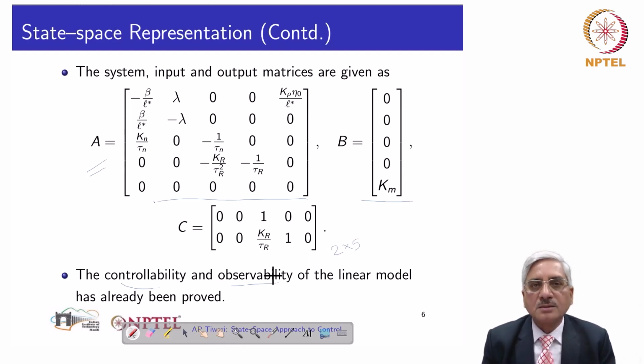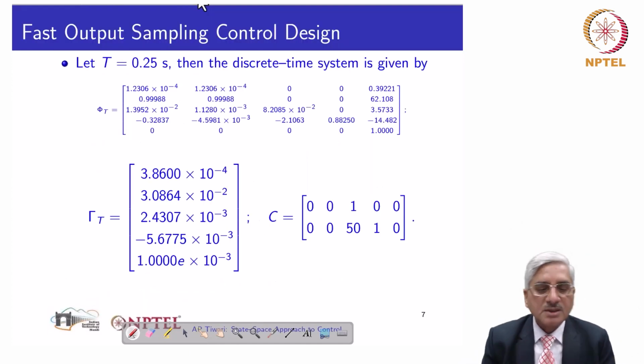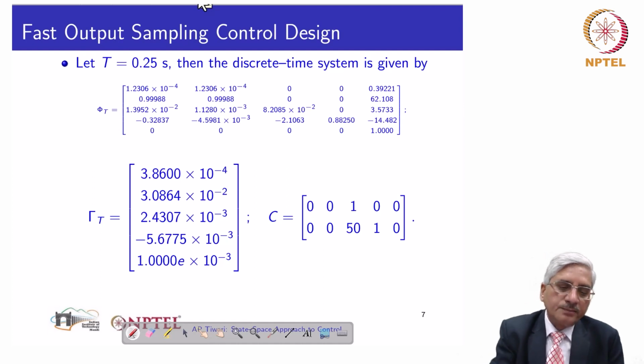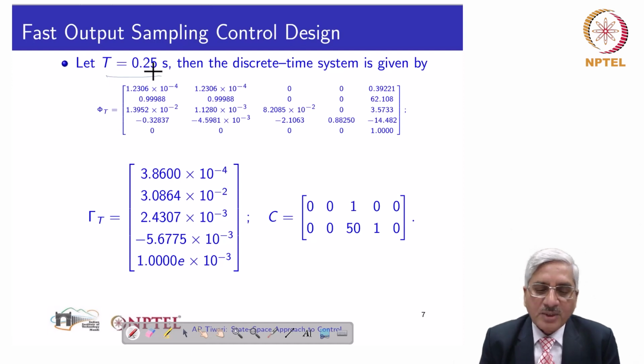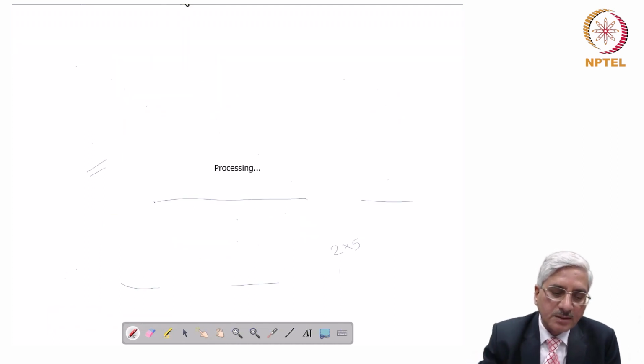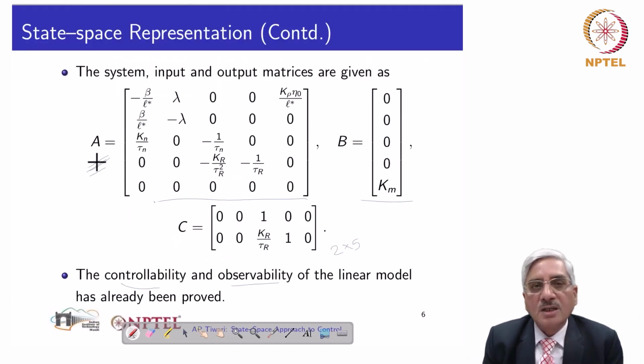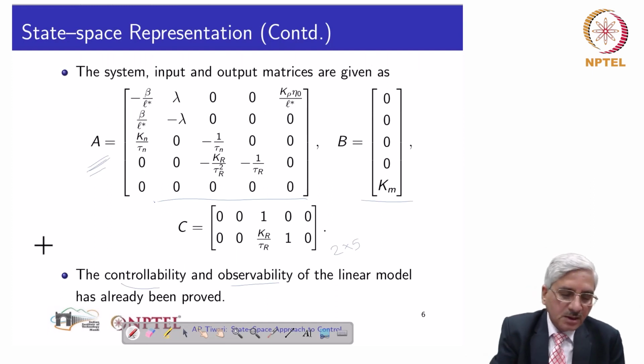Now with these things in hand, we now are ready to design a fast output sampling based controller. Now before I say that what is the value of the sampling time we consider, I first recall to your knowledge two things. One is this continuous time system, this A matrix has one eigenvalue very large, which is of the order of minus 650.